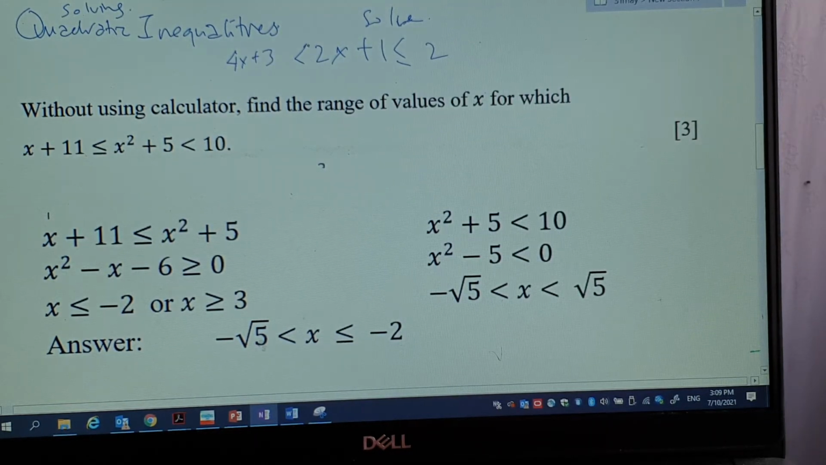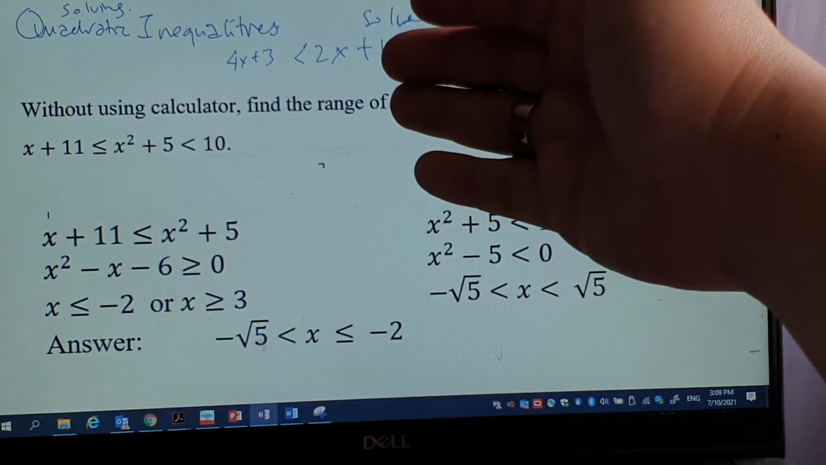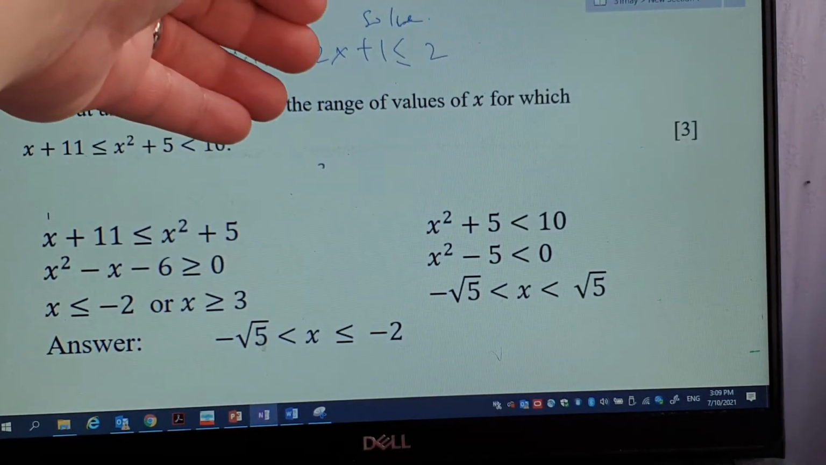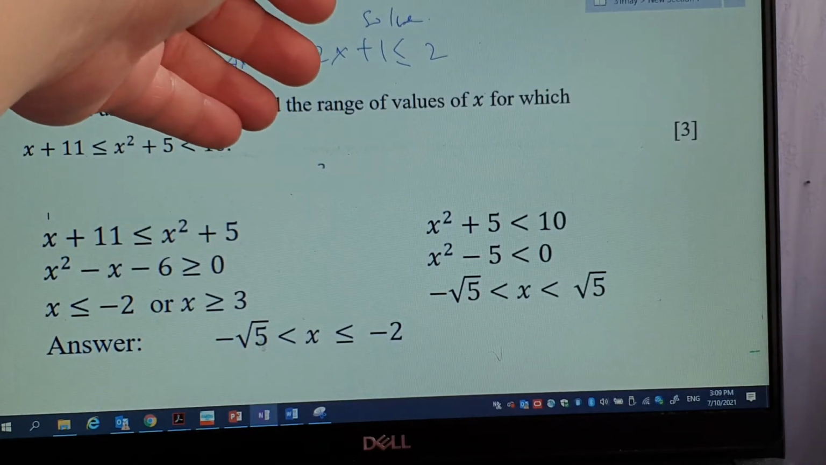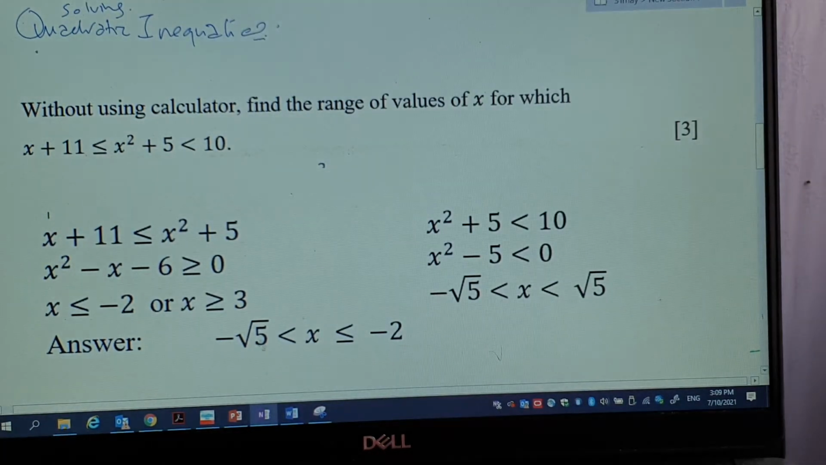So this is what we call simultaneous linear inequalities, right? Meaning to say this will give you one inequality, this one will give you another inequality. Then you solve them respectively. Okay. Now, in A-Maths, we also learn how to solve quadratic inequalities.